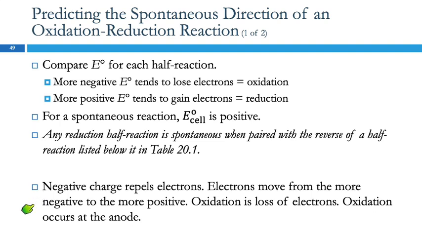Negative charge repels electrons. Electrons move away from the more negative to the more positive. Oxidation is loss of electrons. Oxidation occurs at the anode. How do you find the standard cell potential? You look at the two half reactions involved. The one that's flipped, you change the sign, you add the two numbers together. I guess, if you can remember, the oxidation below with the reduction above is spontaneous. I suppose that's faster, but I never remember it. So then that doesn't help.